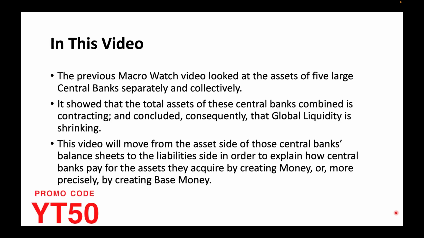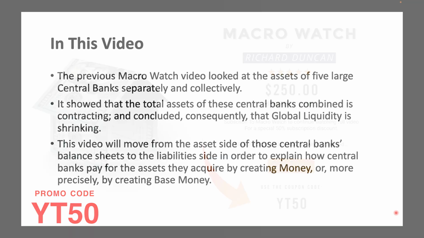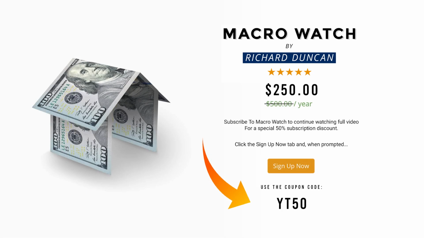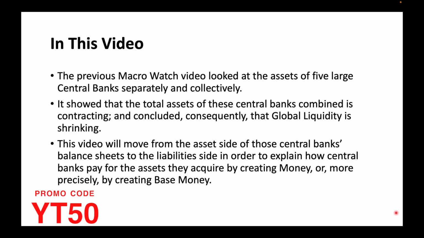The previous Macro Watch video looked at the assets of 5 large central banks, separately and collectively. It showed that the total assets of these central banks combined is contracting, and concluded consequently that global liquidity is shrinking.